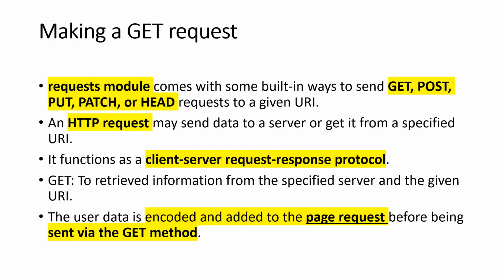This requests module contains different built-in methods to send get, post, put, patch and head requests to a given URI. An HTTP request may send data to a web server or a URI to get the response from there. It functions using client-server architecture, and the get method retrieves information from a specified server or URI. The user data is encoded and added to the page request before being sent via the get method.